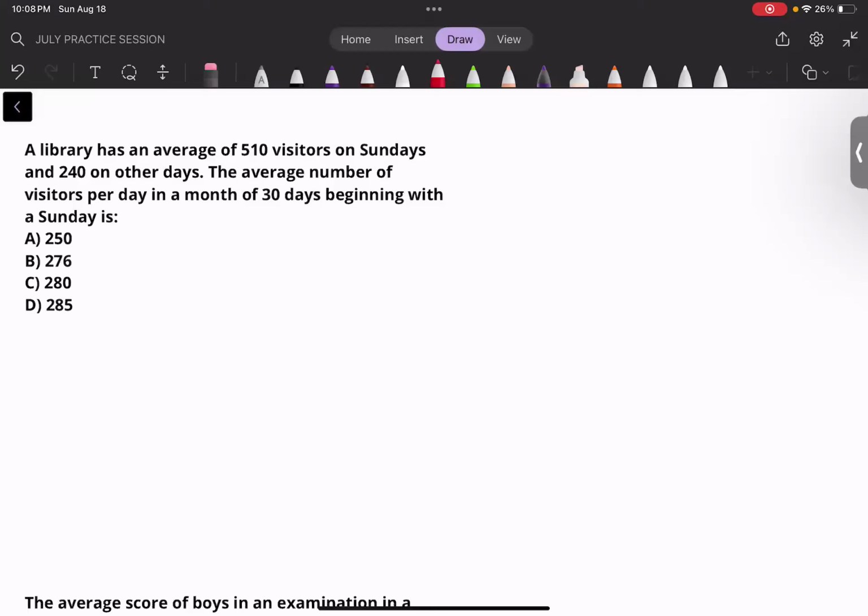So two categories will be there. One category is Sundays, one category is other than Sunday. Please carefully answer. How many Sundays will be there in this month? It's beginning with a Sunday, so be careful.